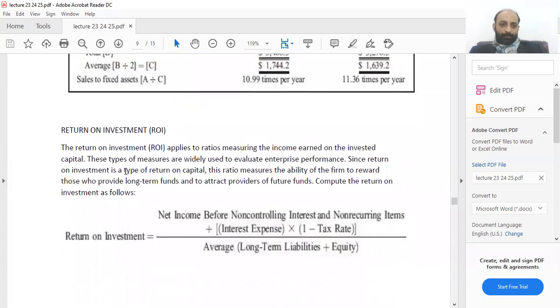Return on investment. The return on investment (ROI) applies to ratios measuring the income earned on the invested capital.